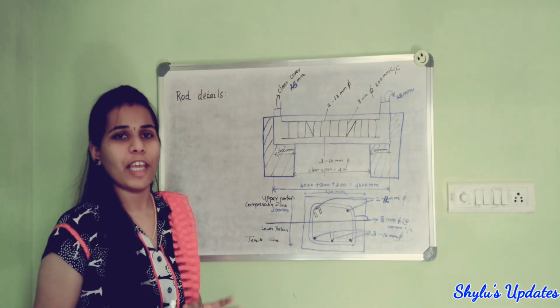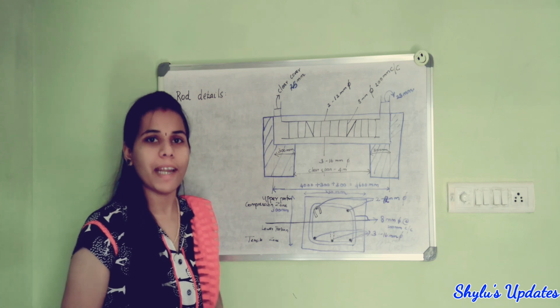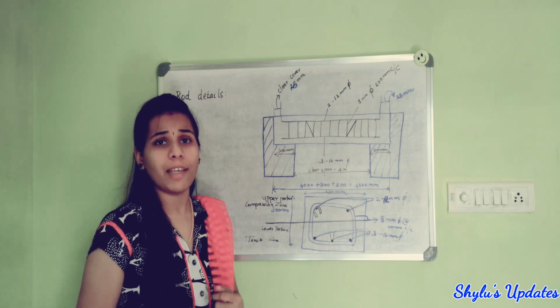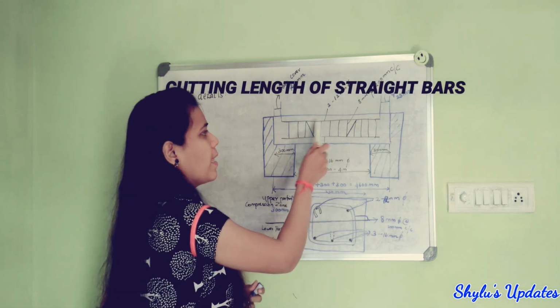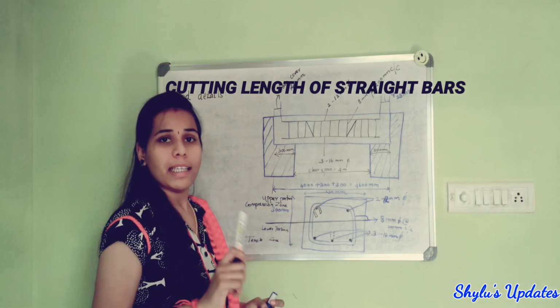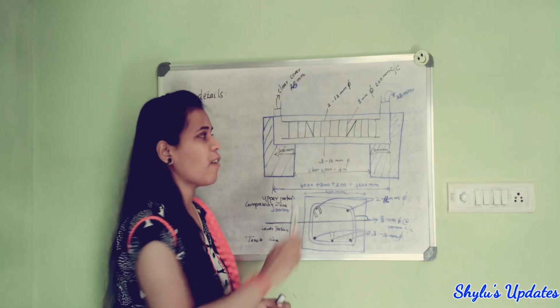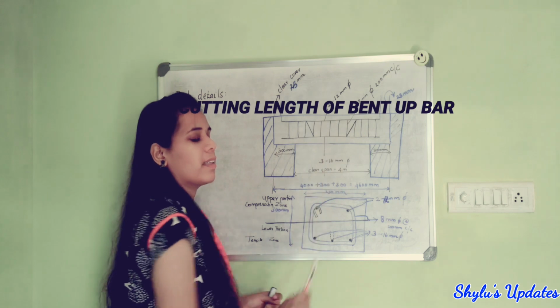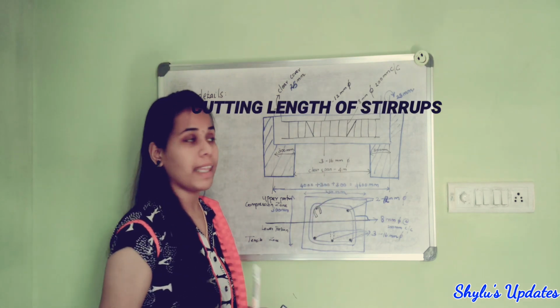So what are all the things we have to find today in this bar bending schedule for the beam? The first thing we have to find is the cutting length of the straight bar. The second step is the cutting length of the bend-up bar. The third one is the cutting length of the stirrups.